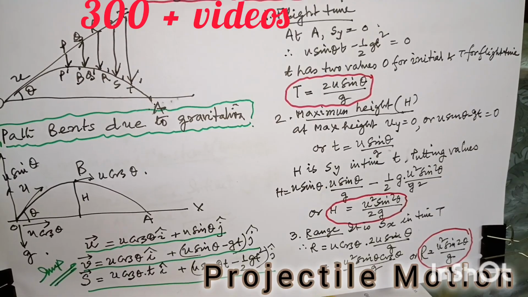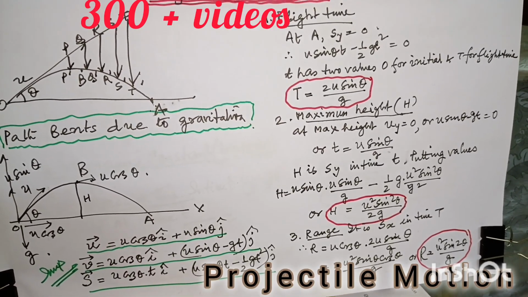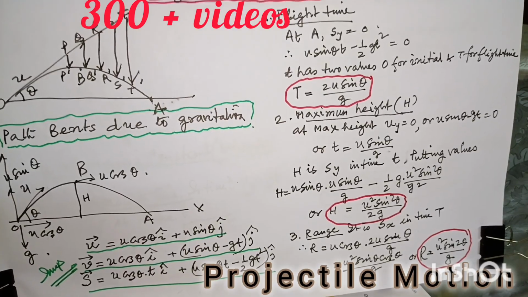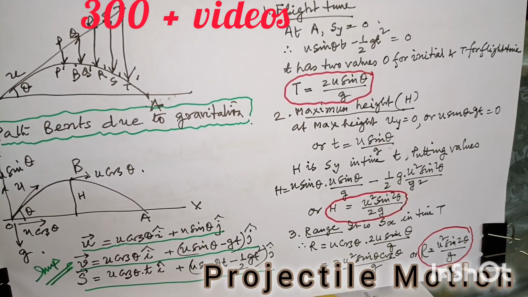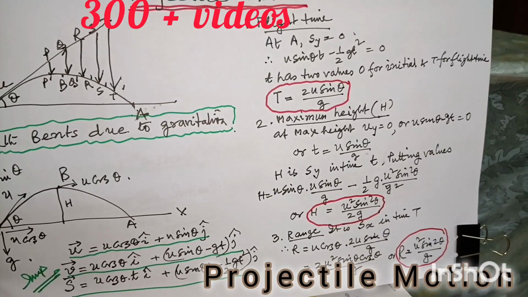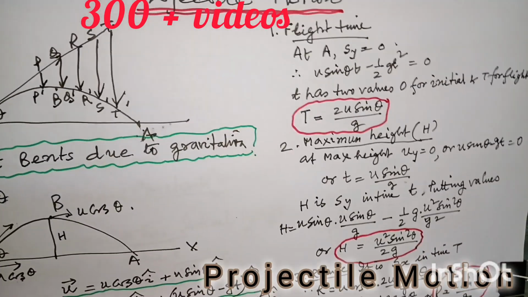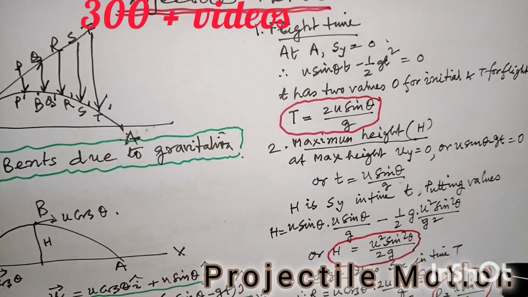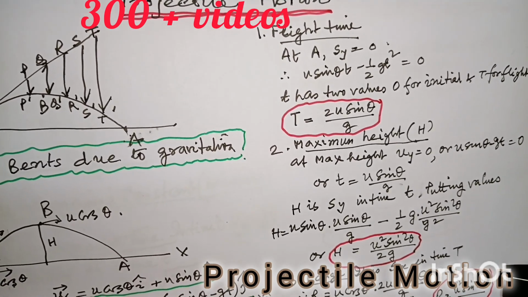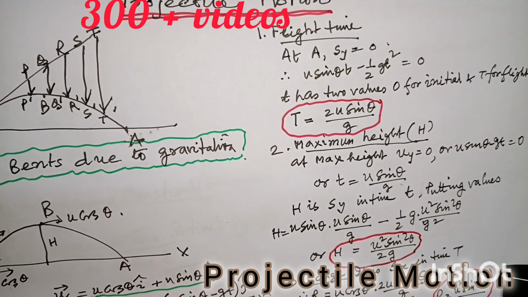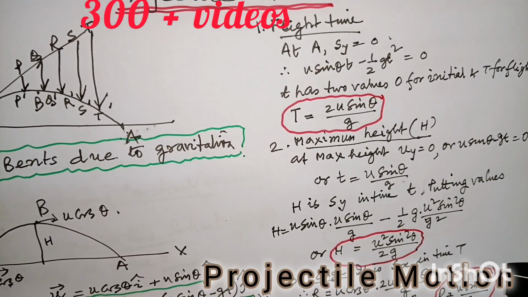Sy is 0 at both times. Now, what is Sy? Sy is nothing but u sin theta t minus half gt square, as I have seen earlier. So that will be 0. If we put that equal to 0, we find u sin theta t minus half gt square equal to 0. This is a quadratic equation of t, and so t will have two values.